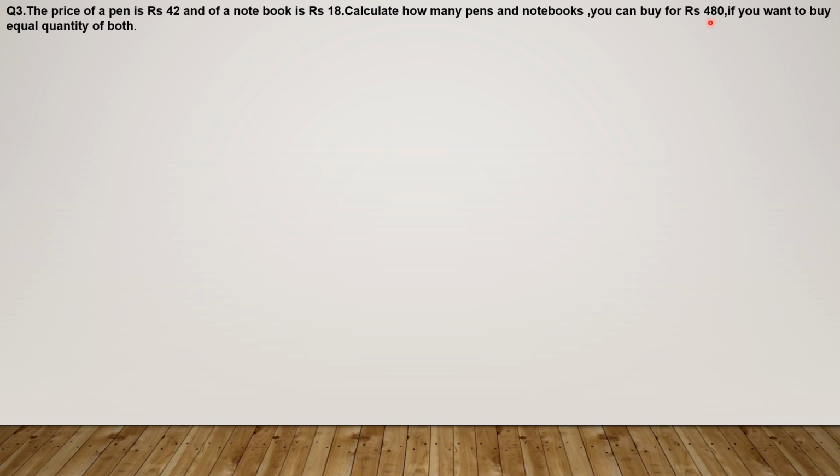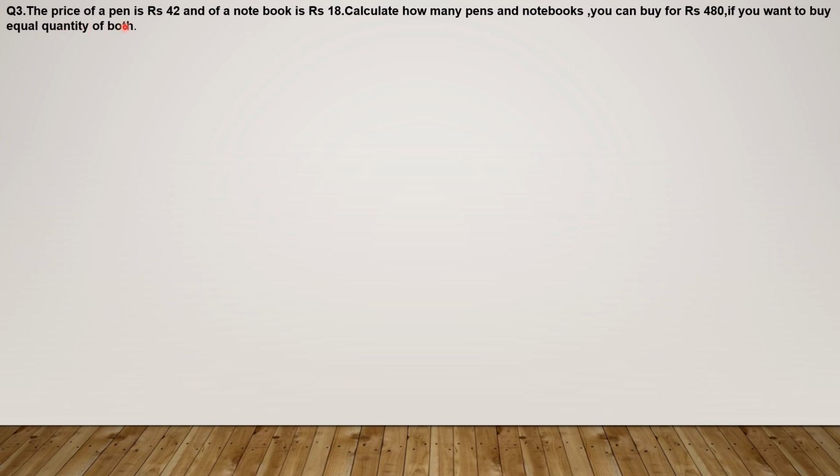Now you have 480 rupees in your pocket, and the question is how many pens and how many notebooks can you purchase in 480 rupees. Now a condition is given to you. What is the condition? If you want to buy equal quantity of both. Means if you want to buy 5 pens, then you must buy 5 notebooks. Both have the same quantity. If you buy 7 pens, then you have to buy 7 notebooks. This is the condition of the question.